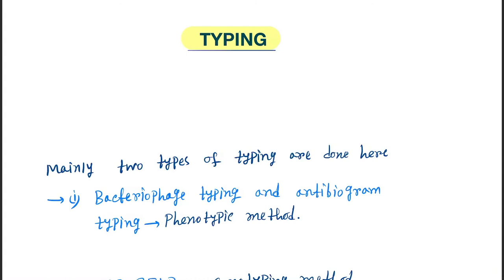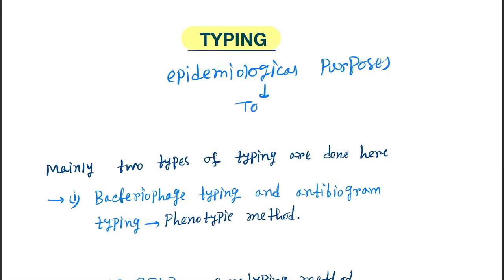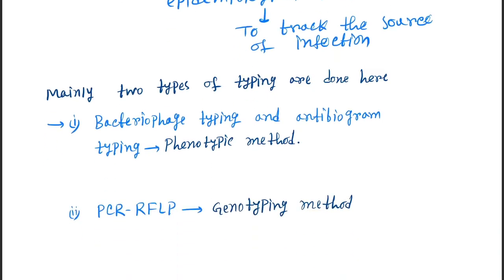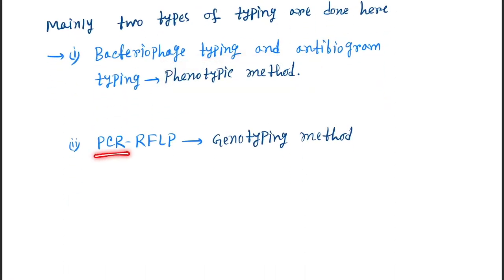Okay, so here it is the typing. Typing is mainly done for epidemiological purposes, to track the source of infection. Mainly two types of typing are done. The first one is bacteriophage typing and antibiogram typing, which are phenotyping methods. And the next one is PCR RFLP, which is a genotyping method.